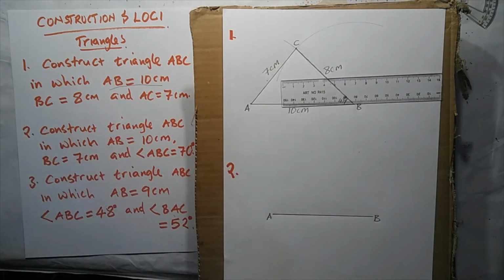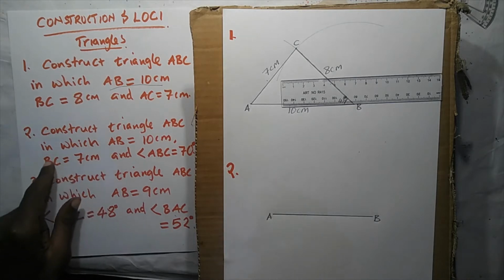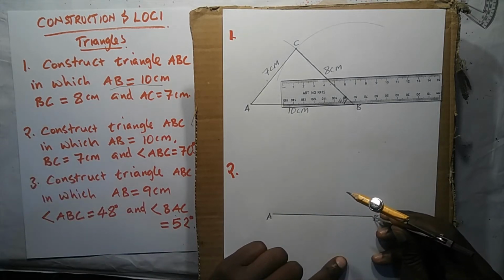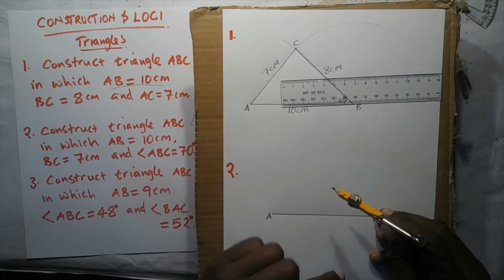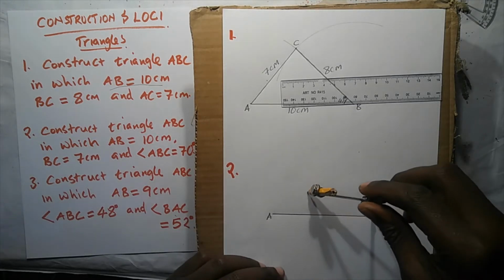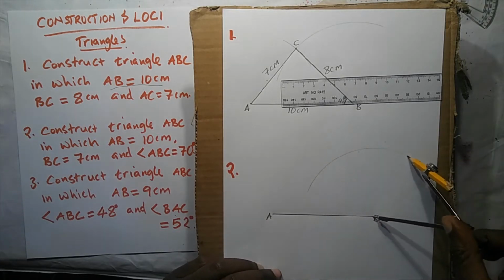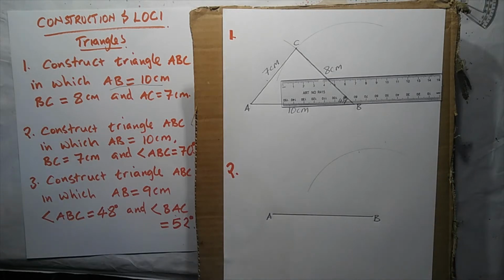And since this is BC, you go to B. Put your compass at B. When you put it at B, and then you draw an arc. Okay, an arc should be very neat. Make sure you don't rub after drawing the arc. Your pencil has to be properly sharpened.